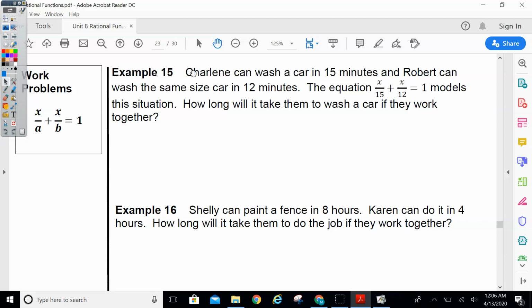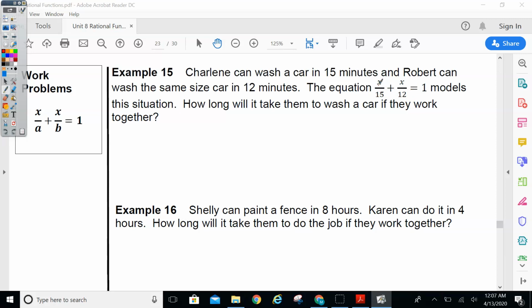X, right here says Charlene can wash a car in 15 minutes, and Robert can wash the same car in 12 minutes. So the way they set them up is X over 15 plus X over 12 equals 1. So let's see where these numbers are coming from. And then this is how they're always going to be set up. But it's nice the first time to at least know where they come from.